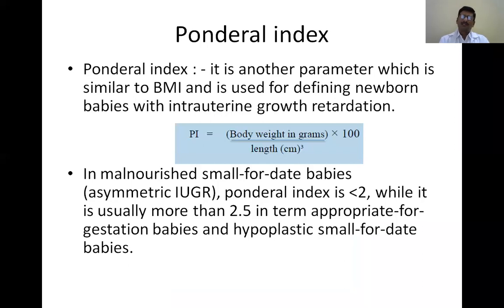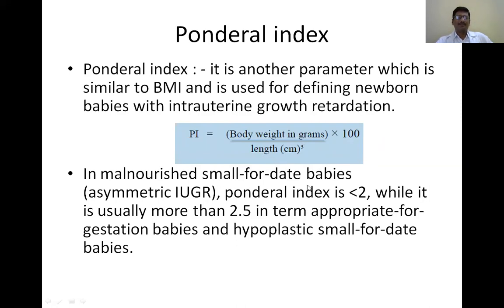Similar to BMI, there is one more index called the Ponderal index. This is normally done especially in infants. It is another parameter similar to BMI, used for defining newborn babies as well as those with intrauterine growth retardation. For such babies, the Ponderal index is done, wherein body weight in grams multiplied by 100 is divided by length in centimeters cubed.